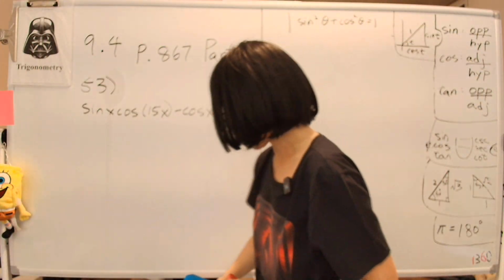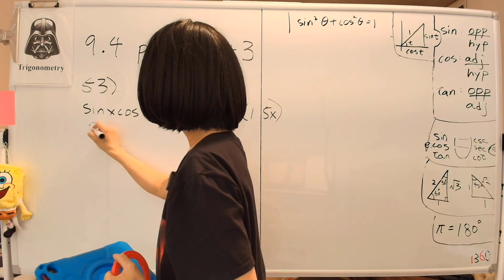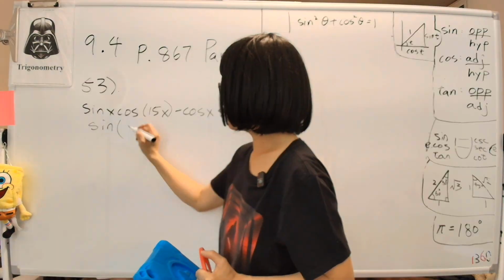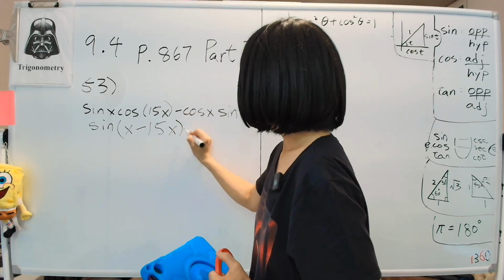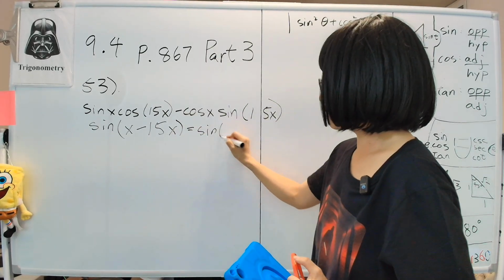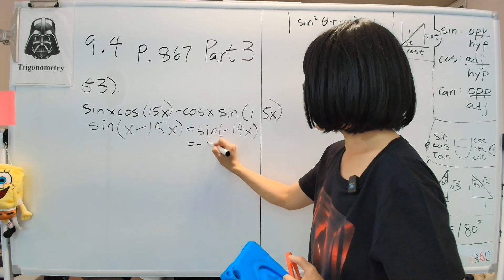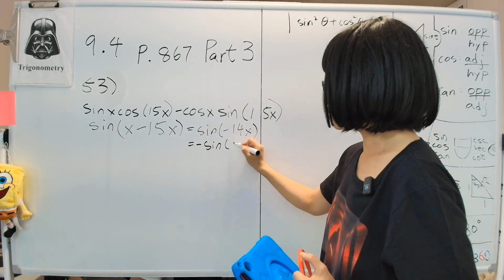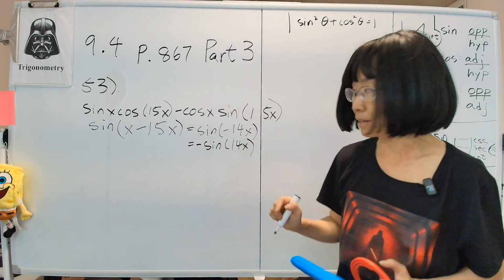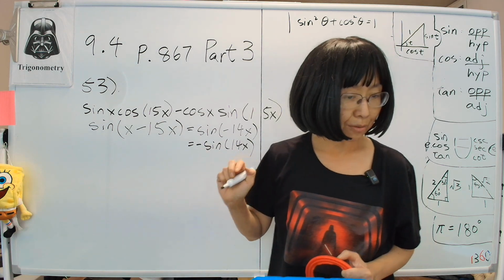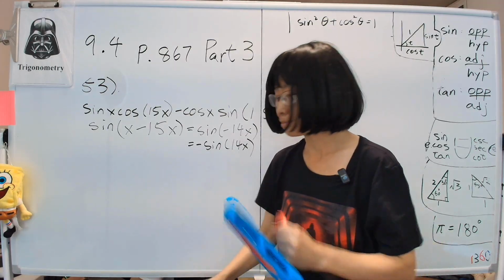So let's do that. That equals sine of alpha, the first one, x, minus beta, the 15x, the second one, which is equal to sine of negative 14x, which equals negative sine of 14x. That is because sine is an odd function, so the negative sign has to come out. All right, so with that we have 53. That is correct, upon checking the answer at the back of the book.